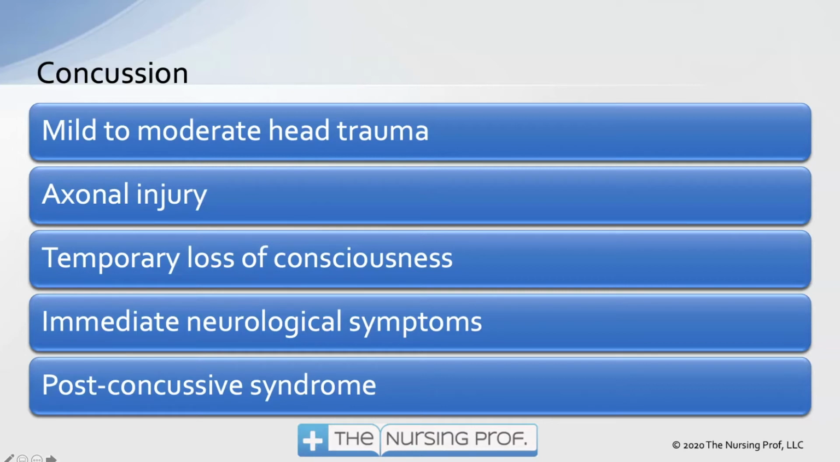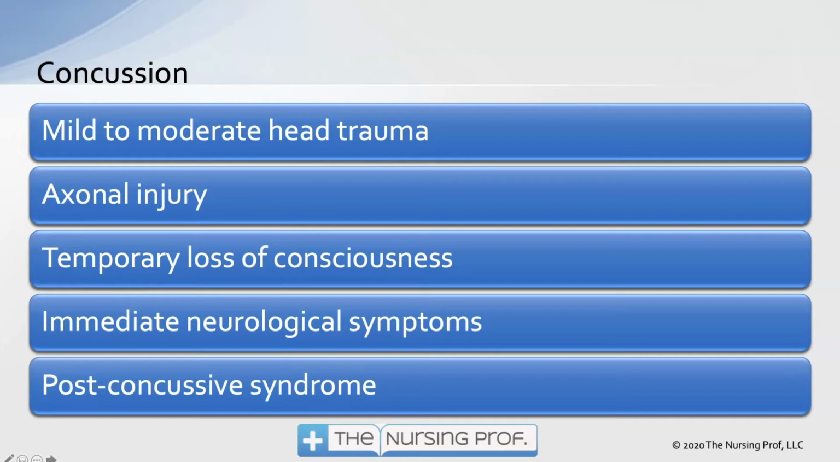Concussion is another brain injury that the AACN wants us to know a little bit about. It happens with mild to moderate head trauma. So when a concussion occurs, a patient will have a temporary loss of consciousness. They may have immediate neurologic symptoms such as confusion, nausea, vomiting, headache, maybe even some numbness, tingling, and things like that. The temporary loss of consciousness and the neurologic symptoms will tend to dissipate over time.